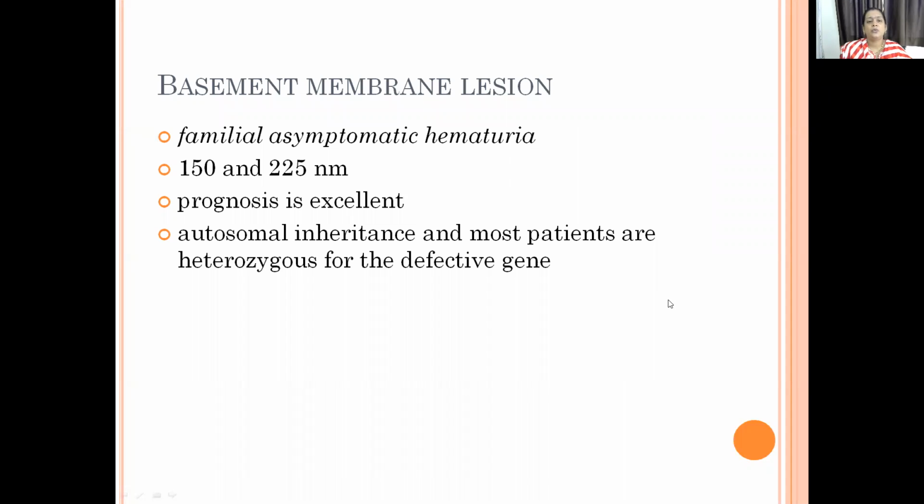So coming to the other one, that is the thin basement membrane lesion. The thin basement membrane lesion is familial asymptomatic hematuria. Usually the basement membrane is 300 to 400 nanometers thick. But here in the thin basement membrane lesion, what happens? The basement membrane itself is thin, that is 150 to 225 nanometers. The prognosis is excellent. Usually the inheritance is autosomal, and most patients are heterozygous with a defective gene. Okay.